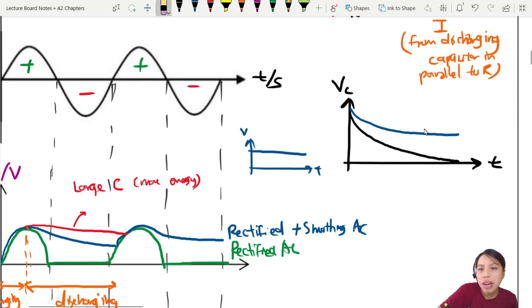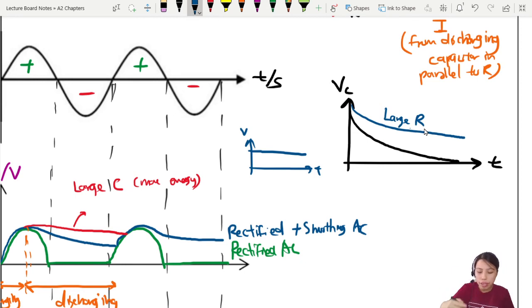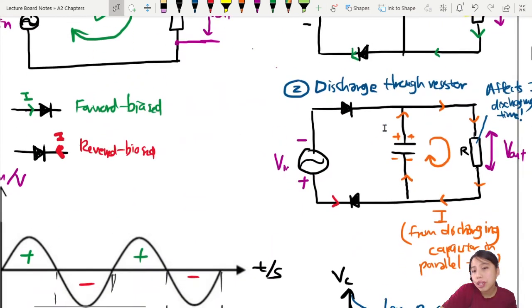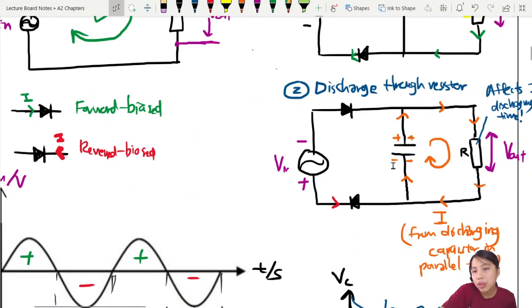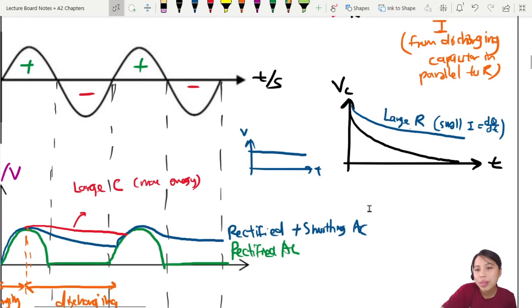So this will be a much slower discharge. It takes much longer to reach zero. So like that. Okay, so this is if I use a large resistor. So you are discharging through a very large resistor, and hence you have a very small current. And current is what? Rate of flow of charge. Remember, discharging is about all these charges returning back to their original position where they were.